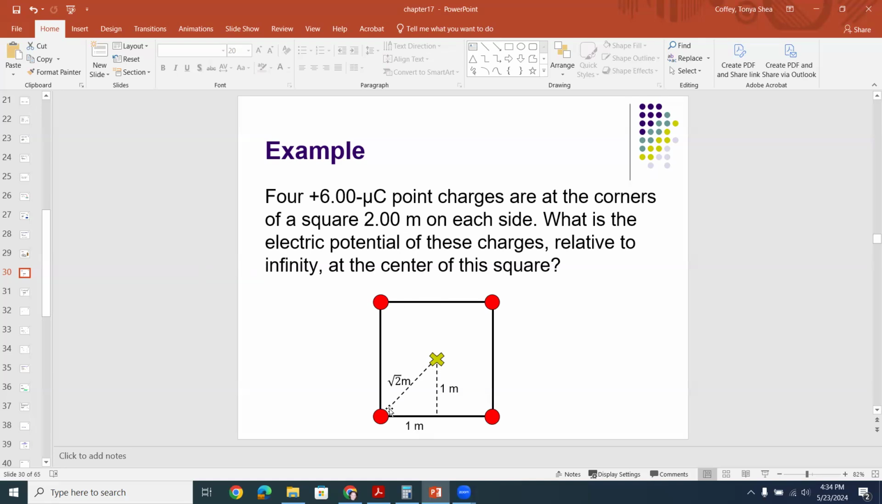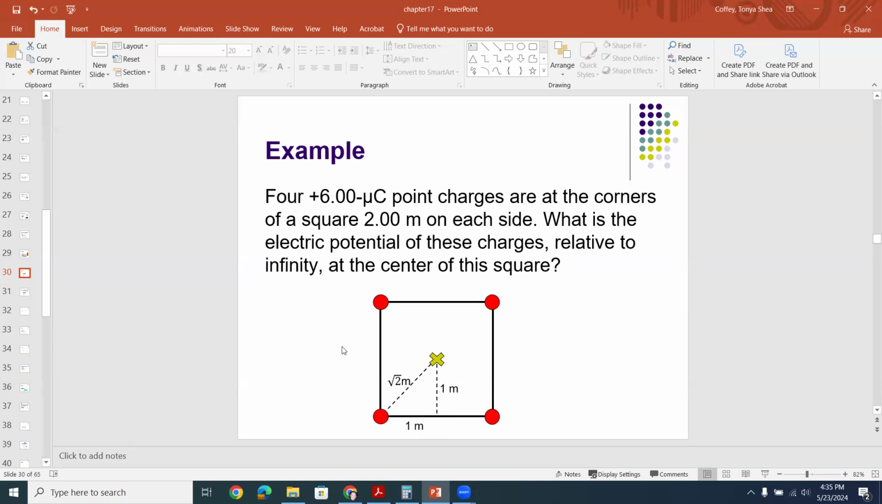Well, if it's 2 meters on a side, then you can drop a little perpendicular line from your X marks the spot to the bottom of the square, and you're going to have a right triangle, which has legs of 1 meter for the straight sides, and then for the hypotenuse, the length of that will be the square root of 2.